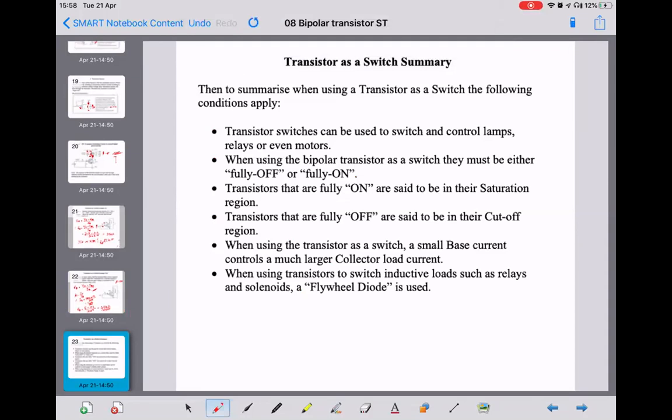When using the transistor as a switch, a small base current controls a much larger collector load current. And when using transistors to switch inductive loads such as relays, solenoids, you'd have a flywheel diode. The purpose of that is to protect against the back EMF build up when the coil or solenoid is turned off. So they're the main points as a summary of what we've done up till now.